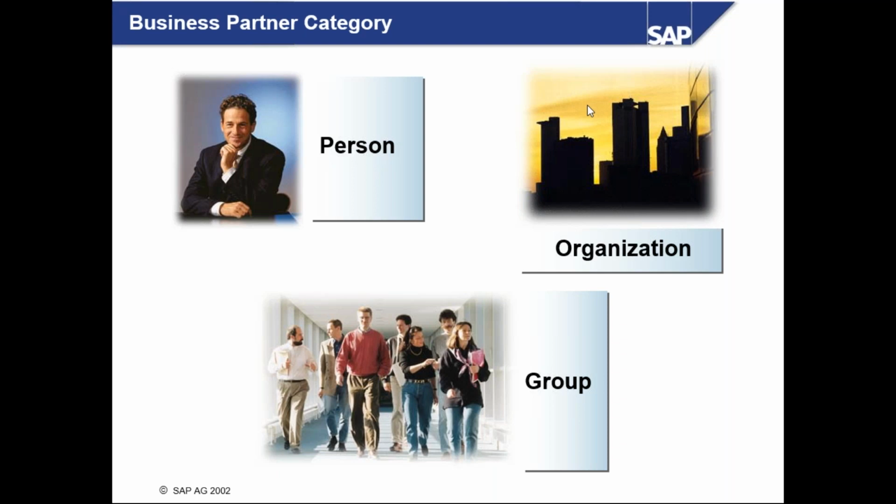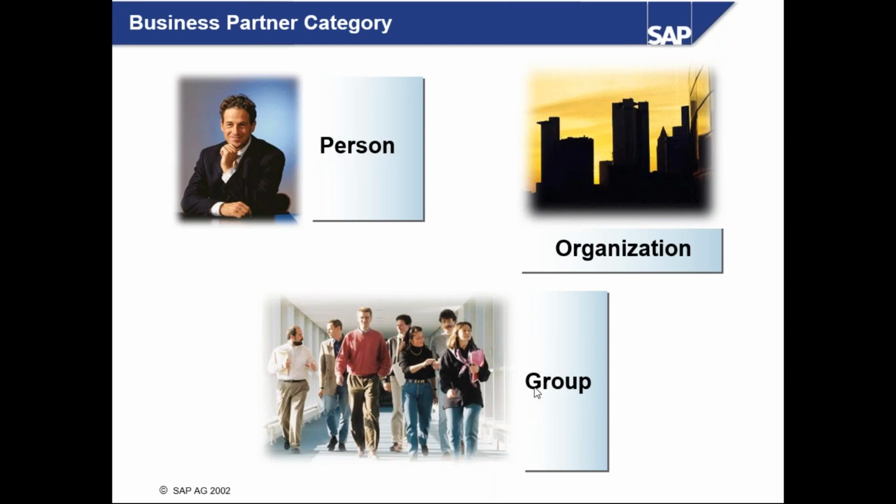You may be selling to Walmart, or you may be purchasing from Walmart. So it can be an organization. It can be a person, it can be an organization, or it can be a group. It can be a group of industries like Reliance Industries or any other group. So a business partner can be a person, organization, or a group.